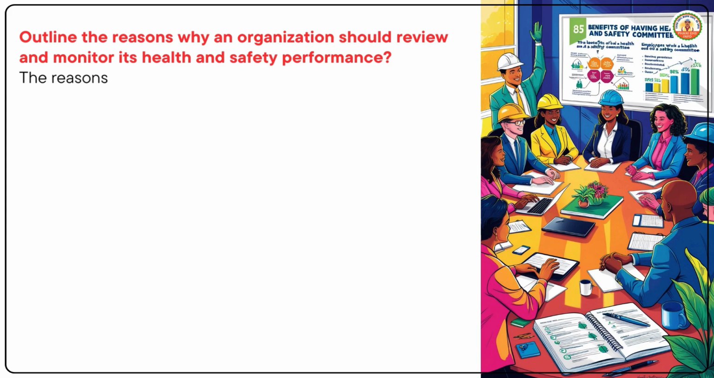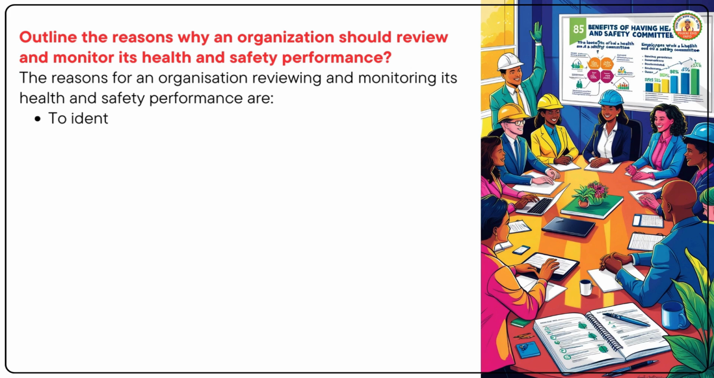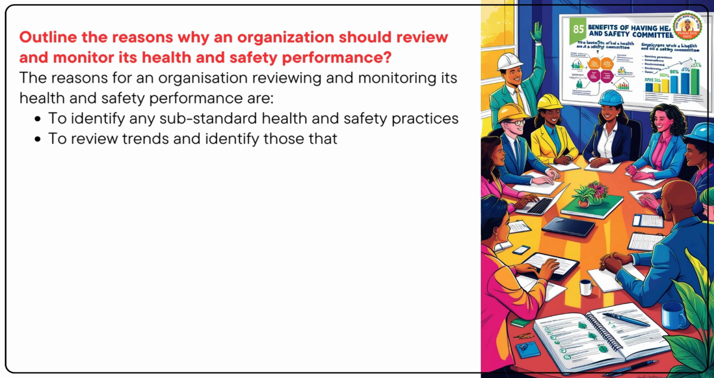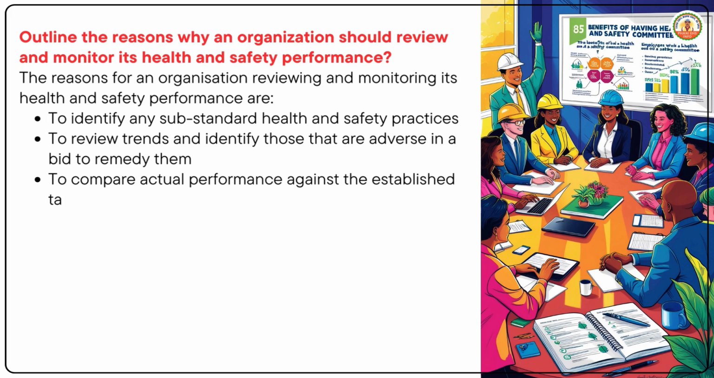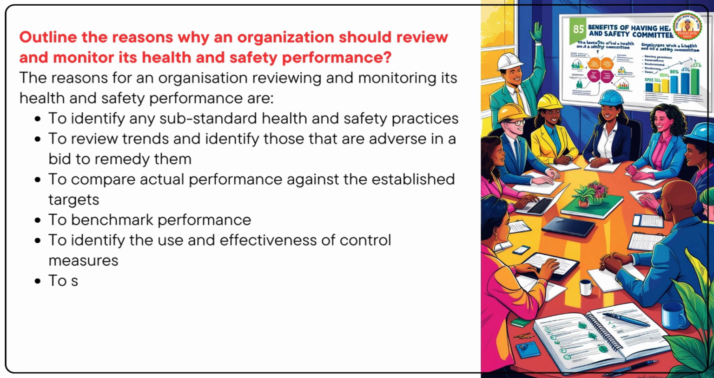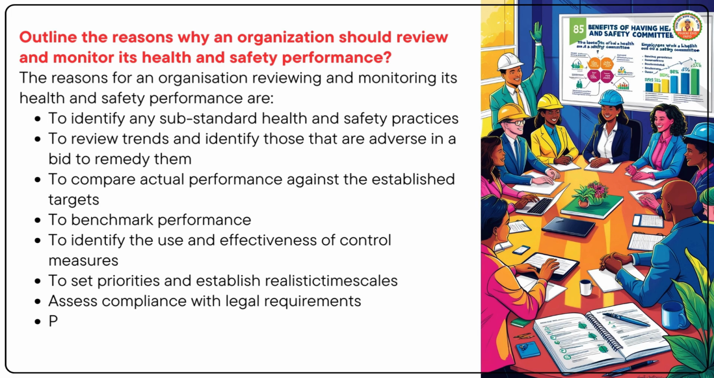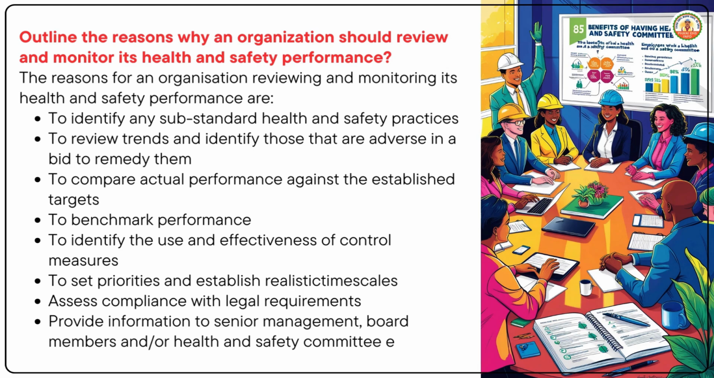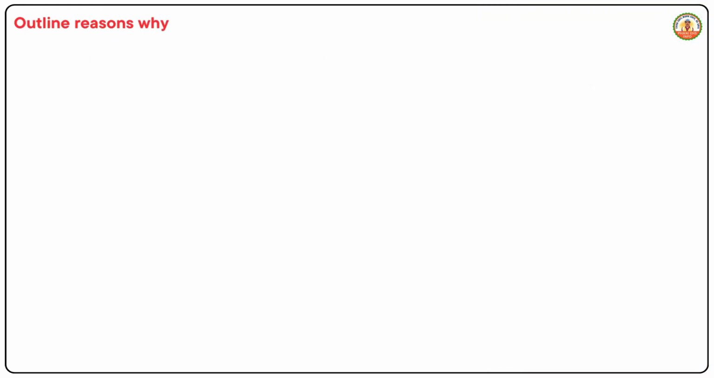The reasons for an organization reviewing and monitoring its health and safety performance are: to identify any substandard health and safety practices, to review trends and identify those that are adverse in a bid to remedy them, to compare actual performance against the established targets, to benchmark performance, to identify the use and effectiveness of control measures, to set priorities and establish realistic timescales, assess compliance with legal requirements, provide information to senior management, board members and/or health and safety committee, etc. Outline reasons why an organization should review its health and safety performance.